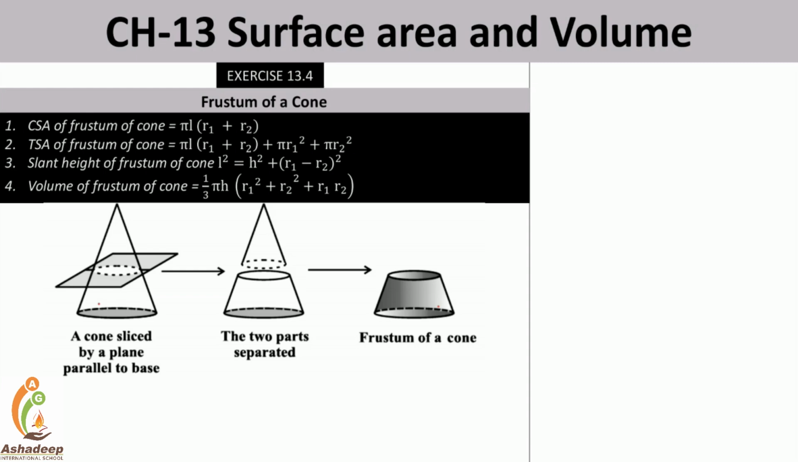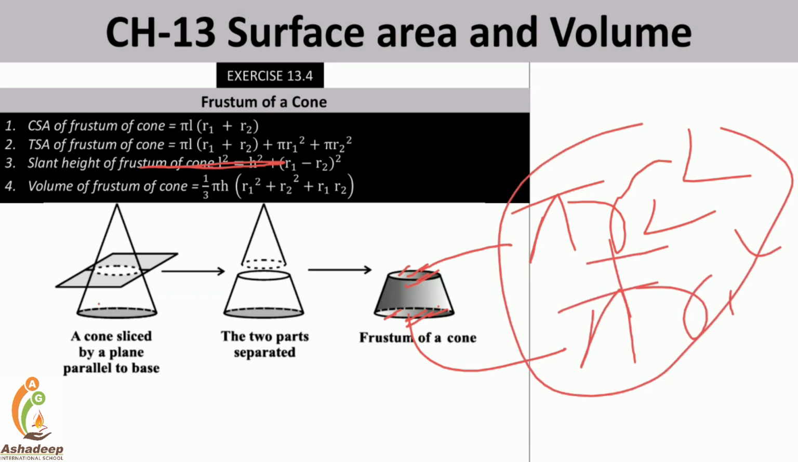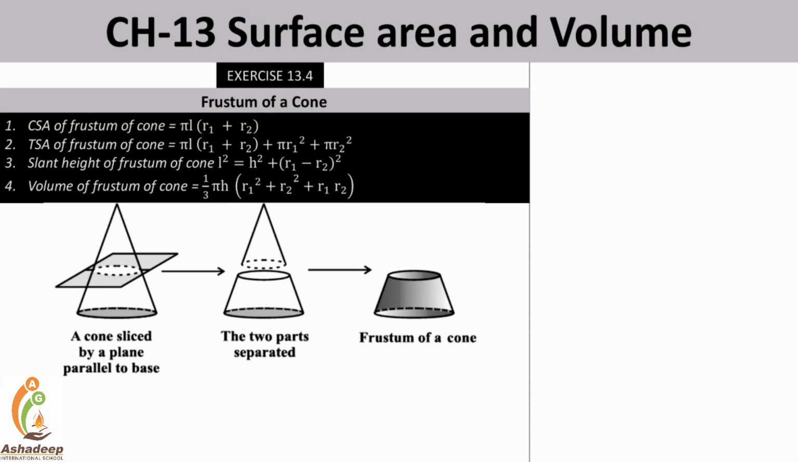Now the total surface area, if the top is pegged and the bottom is pegged, right, then the curved surface area we have already tried, that is as it is, but the top circle is nothing but pi r2 square and the bottom circle is nothing but pi r1 square. So we need to add both of these, right? Okay, so very good. Now let's move ahead with the slant height.